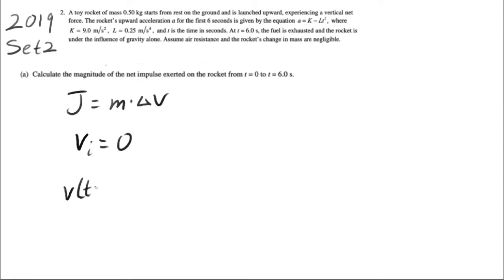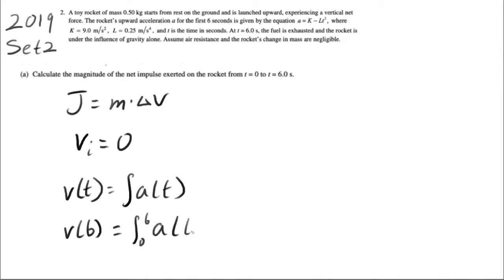So we know that the equation for v of t is the integral of a of t from the relationships. So we can actually find the velocity at t equals 6 if we just plug in the limits of integration from 0 to 6 of acceleration in terms of t dt.